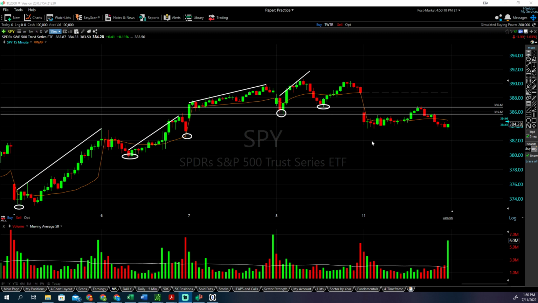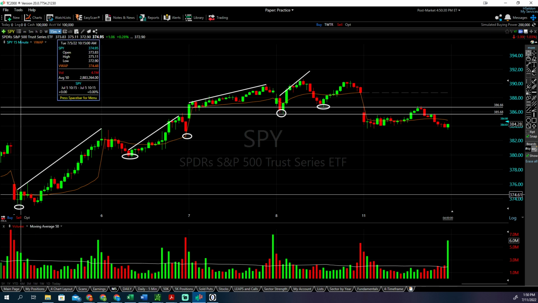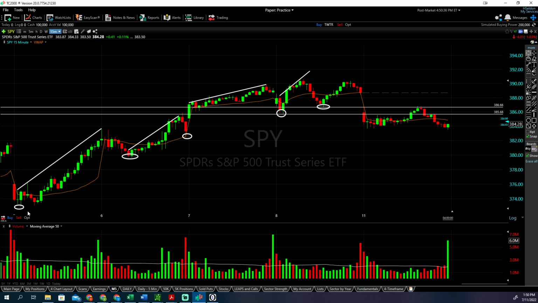So here's a 15-minute chart of SPY. Now this would work for any stock, right? I'm just using SPY here as an example. So here we have our low point on the 15-minute chart. Put a little circle around it. It's right here. This is where the trend is going to start, and it is at 372.90.